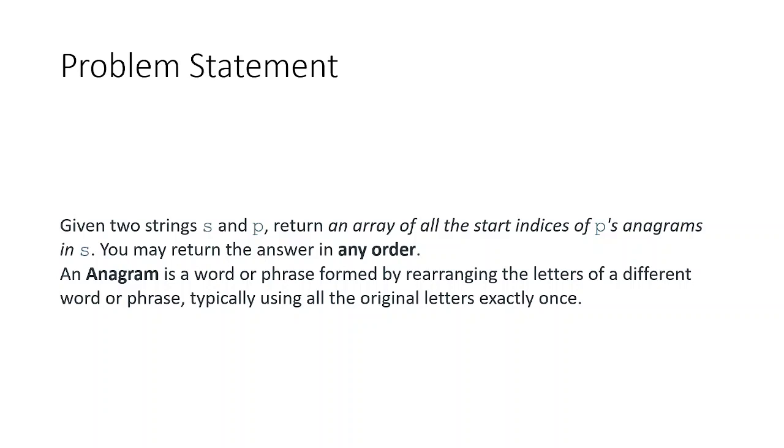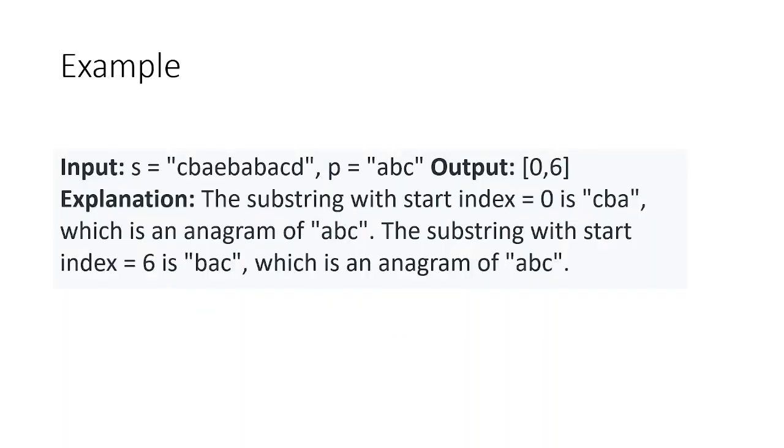But what is an anagram? An anagram is a word or a phrase formed by rearranging the letters of a different word or phrase, using the original letters exactly once. So let's see the example. If they are given two strings P and S, we have to return the starting indices of the anagram.